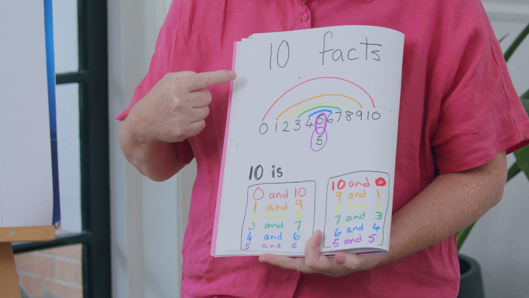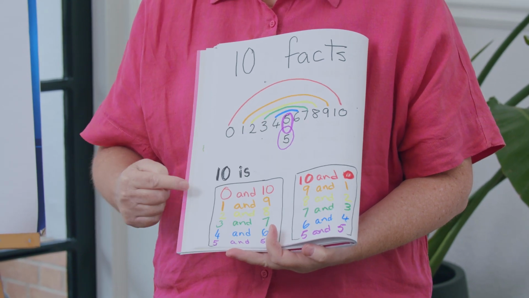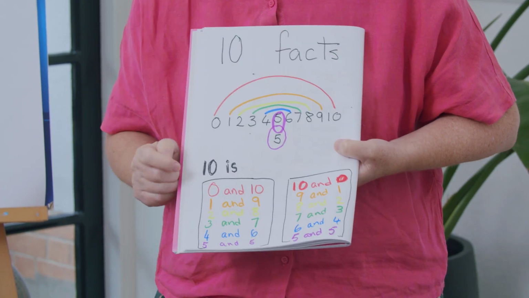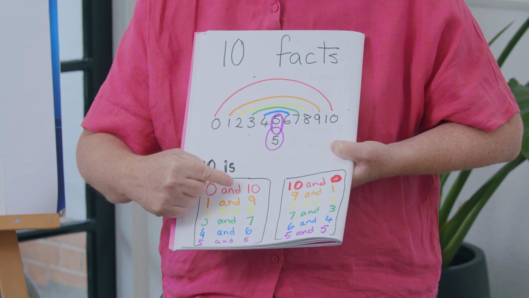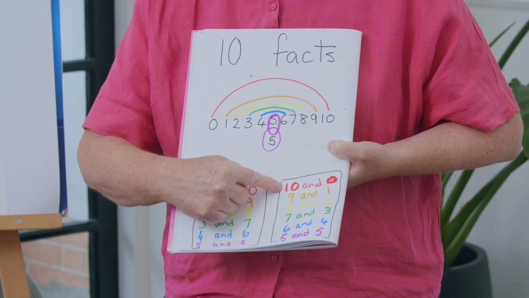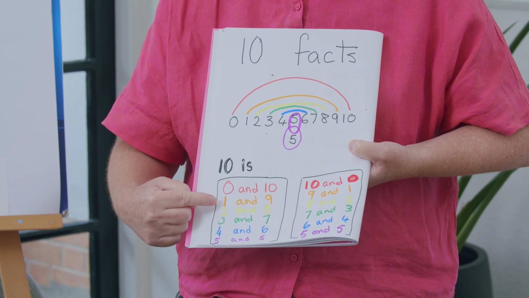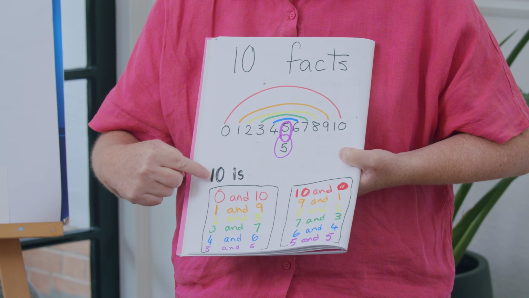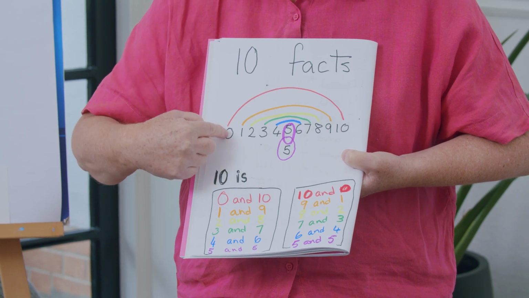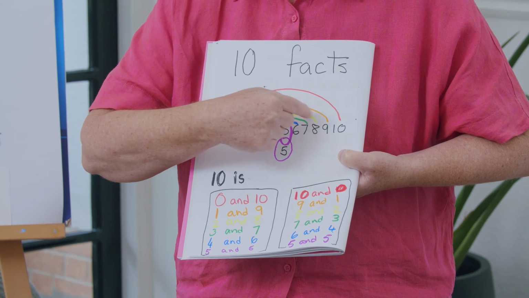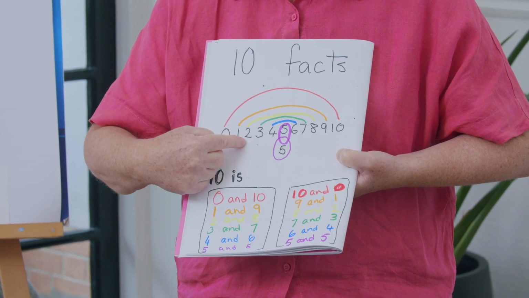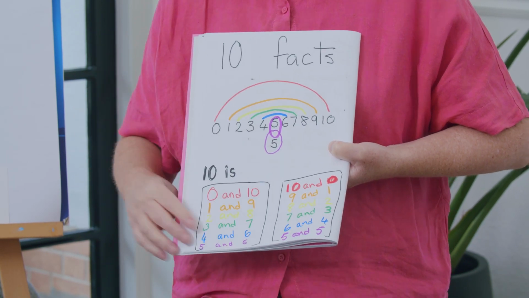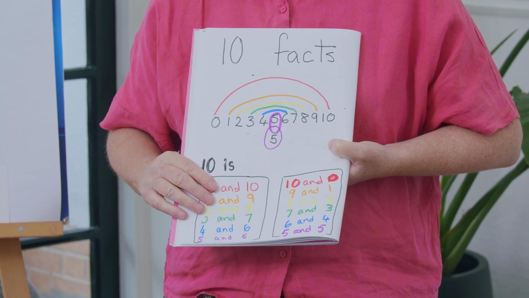Do you remember when we did our 10 facts by making a rainbow, and we wrote out those 10 facts and we noticed something? Or did you notice? When you look at 0 and 10 is 10, so is 10 and 0. When you look at 1 and 9 is 10, you can also see 9 and 1 is 10. So the rainbow works forward and backward. 2 and 8 is 10, and 8 and 2 is 10. Did you notice that pattern? I bet you did. Very good.